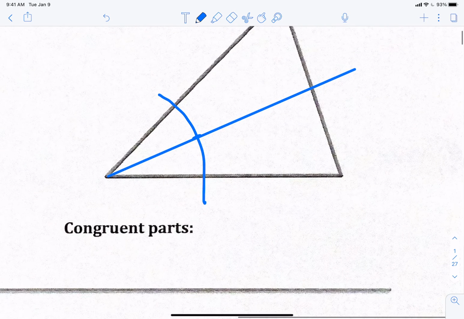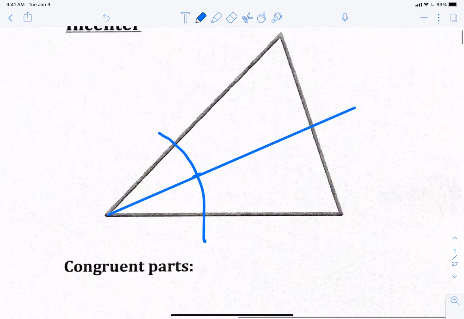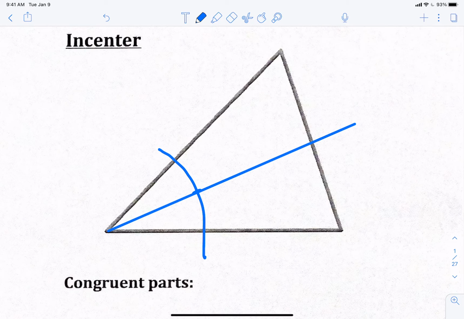Wait, is it supposed to split the long side in half? No, it will not necessarily split the long side in half. Makes sense? Yeah, you might need a straight edge to do this.